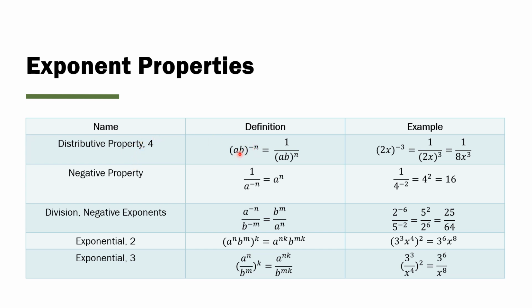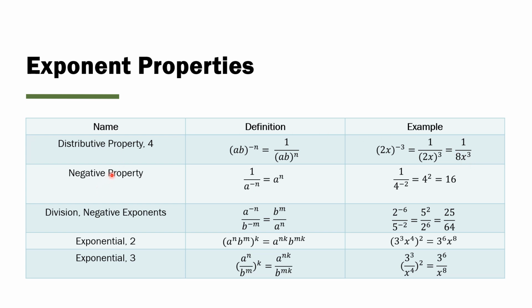So if I have a times b in parentheses raised to the power of negative n, I can negate that n and place a times b in the denominator of a fraction. So if I have 2 times x in parentheses raised to the power of negative 3, I get 1 divided by 2 times x to the power of 3. So again, I flip it, reciprocate my fraction, so I put 2x in the denominator, and I negate this 3. And then this 3 will distribute to the 2 and the x. So I get 1 divided by 8x cubed.